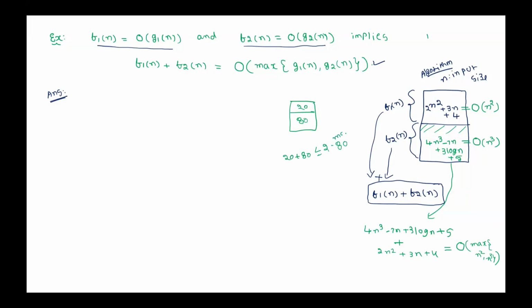2 times maximum of 20 comma 80. Is that correct? Yes, sir. That means what is its order of growth now? This 20 is say F1 of n, 80 is F2 of n.